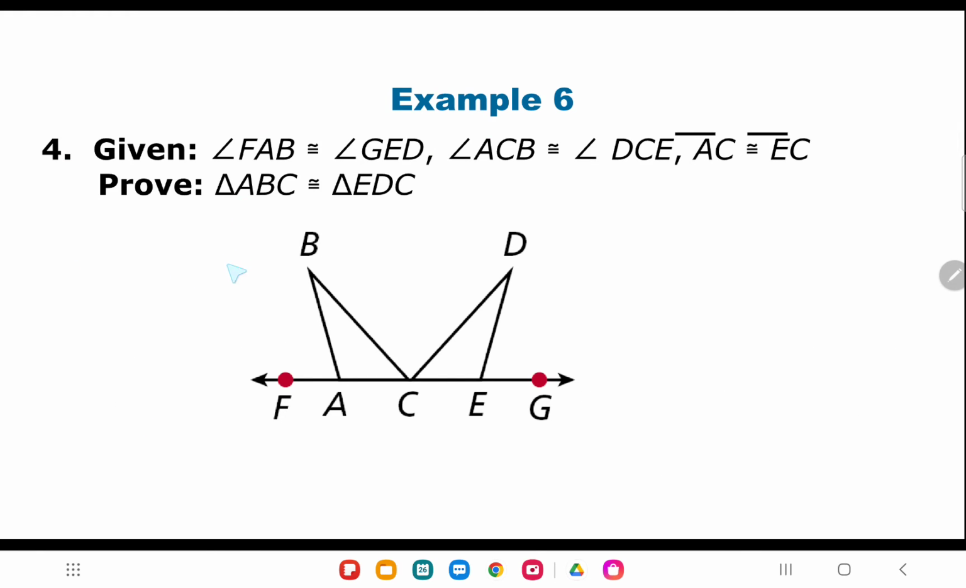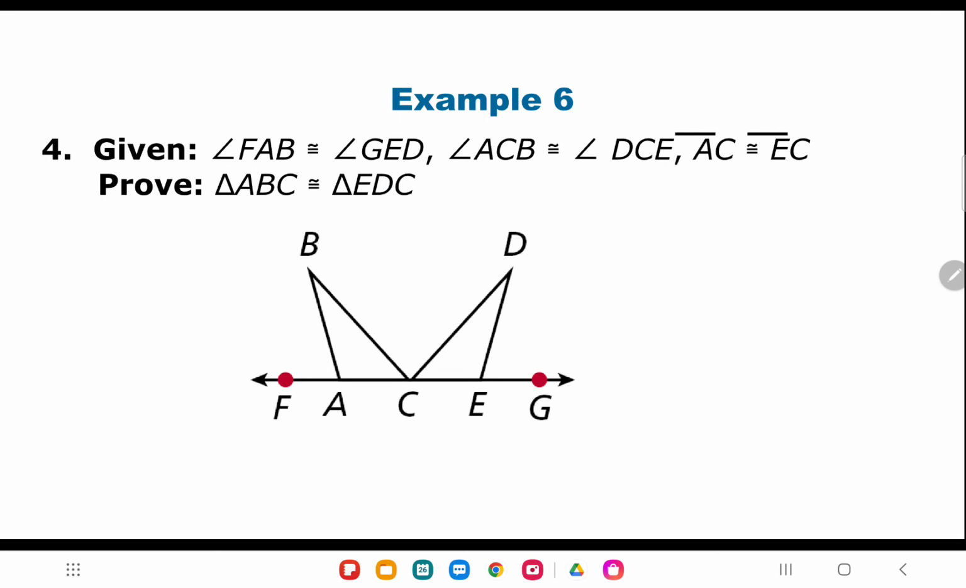Okay, my final example here, I have F, A, C, G along this line. I have angle FAB outside the triangle is congruent to angle GED. I have angle ACB and DCE are congruent to each other. And I have these two sides, corresponding sides for the triangles here. I need to prove that ABC is congruent to EDC.